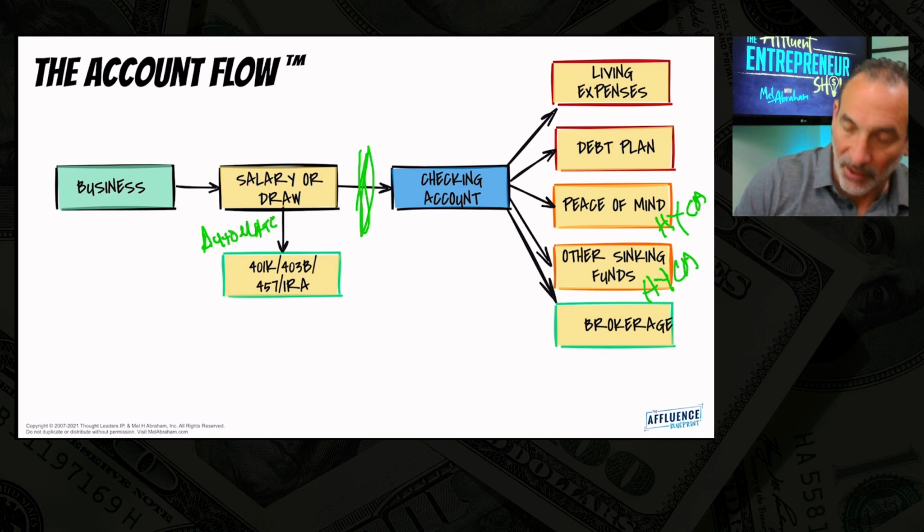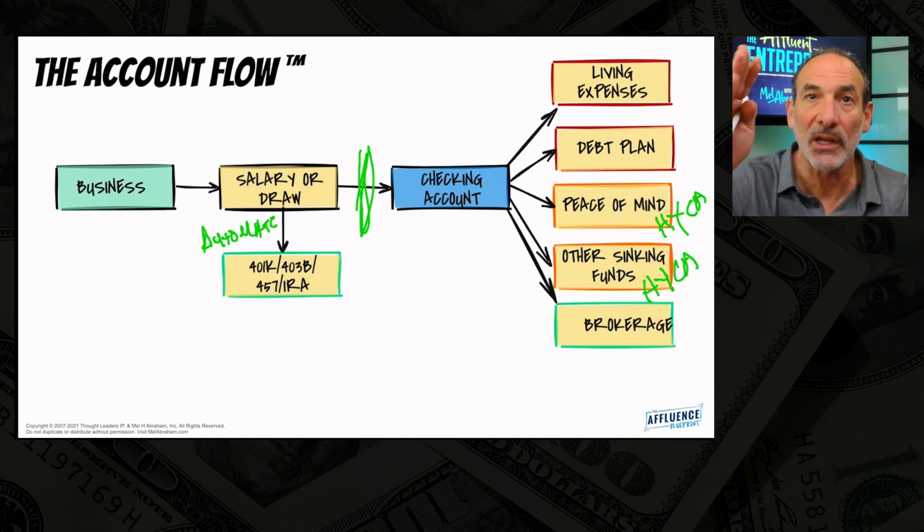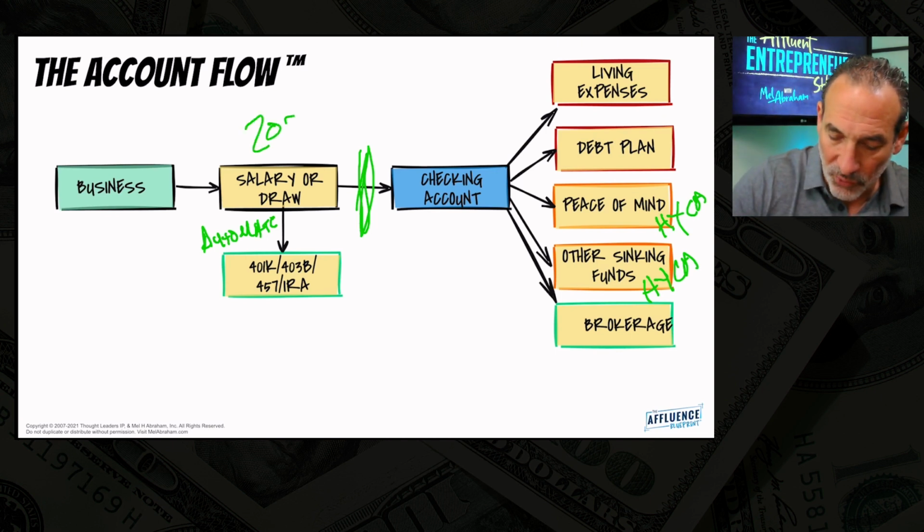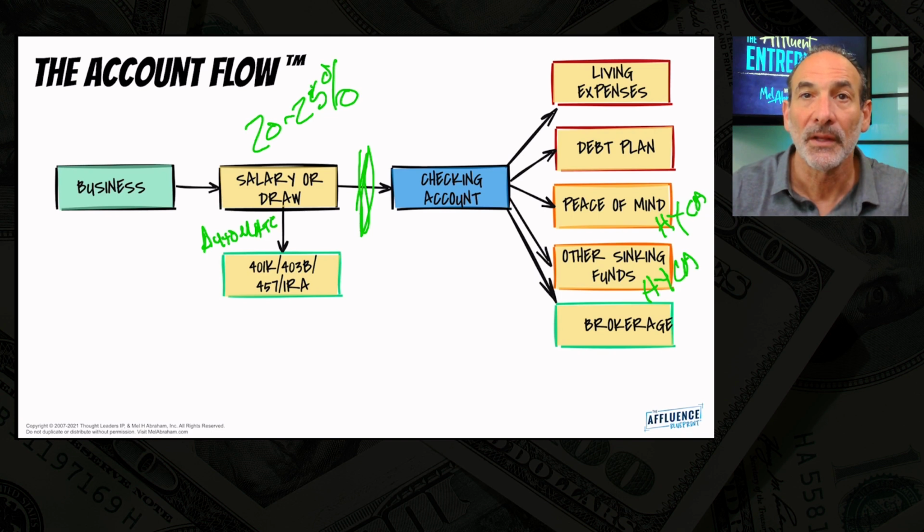Just set it on automatic and forget it. Just let it keep funding the percentage of income. Remember, I want you up at 20 to 25% of your income going into these investing accounts. And then the HSA. Okay.